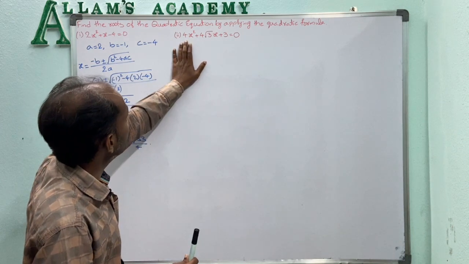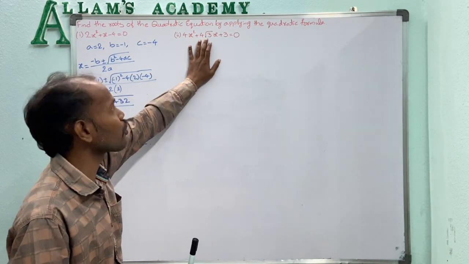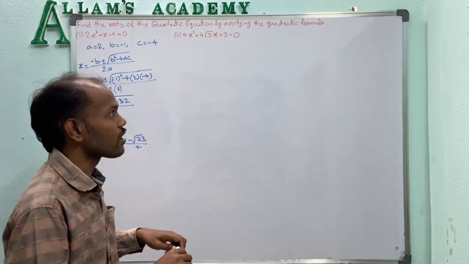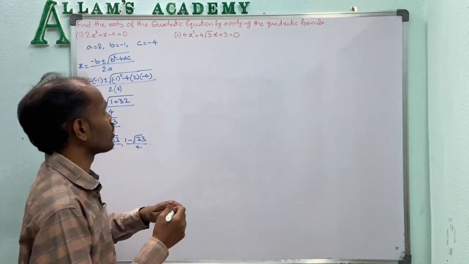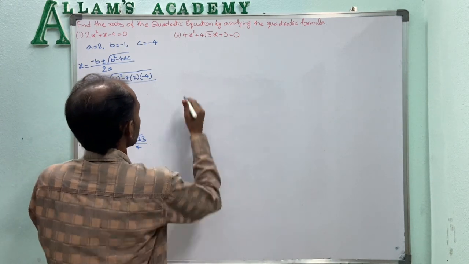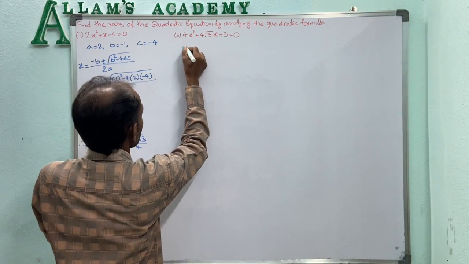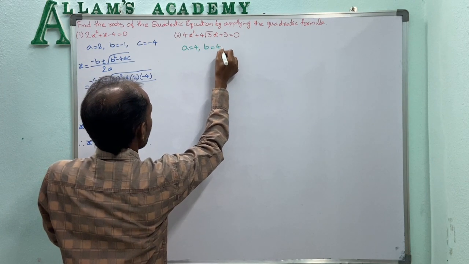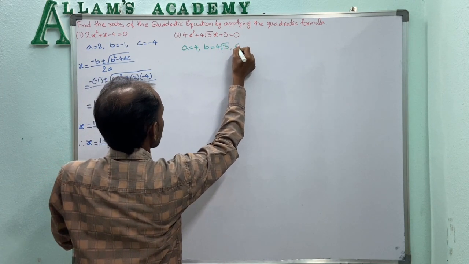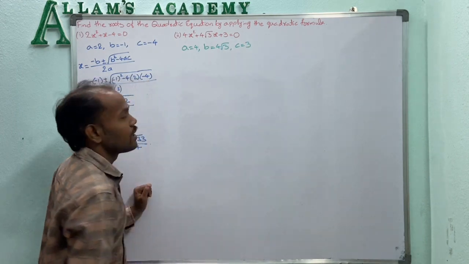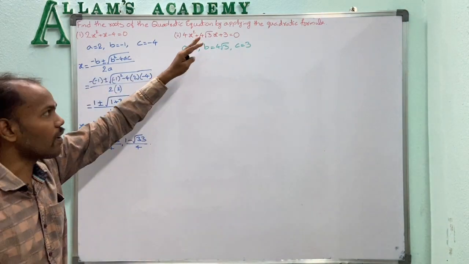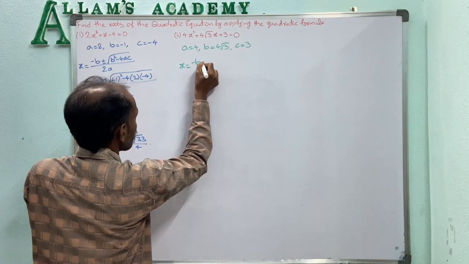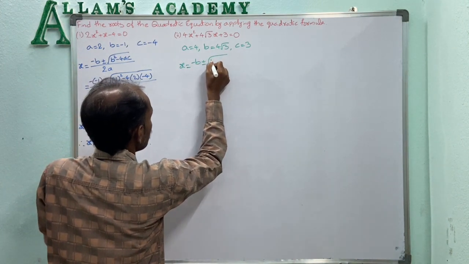The second quadratic equation given is 4x square plus 4 root 3 x plus 3 equal to 0. So the general form ax square plus bx plus c equal to 0 to compare. Here a value is nothing but the x square coefficient, that is 4, and b value is the x coefficient, that is 4 root 3, and c value is the constant term, that is plus 3. Now here we apply the quadratic formula. Now x equal to minus b plus or minus under root b square minus 4ac by 2a.